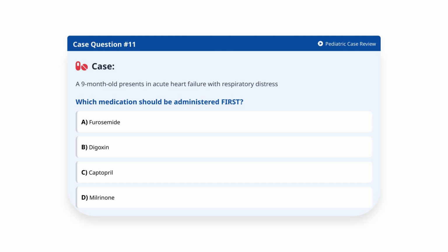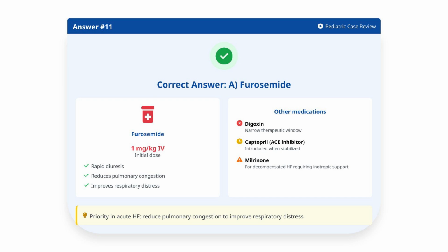A 9-month-old presents in acute heart failure with respiratory distress. Which medication should be administered first? Is it A, furosemide, B, digoxin, C, captopril, or D, milrinone? Consider the priorities in managing acute heart failure. The correct answer is A, furosemide.